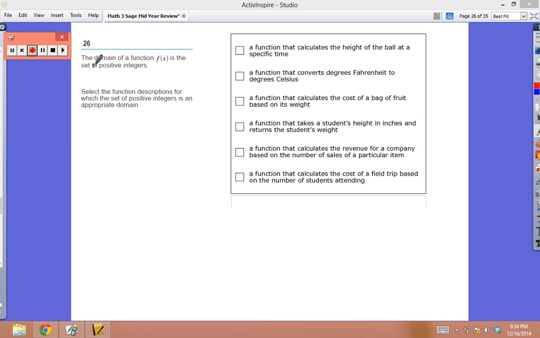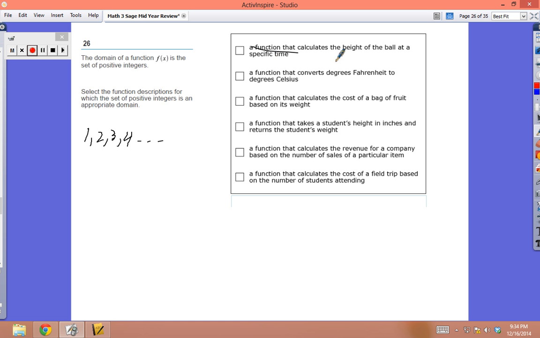Okay, this is a good question. They want you to check the boxes of any of these scenarios that will fit a domain of just being positives. So the domain can only be positive integers. So it can only be 1, 2, 3, 4 to infinity. No decimals, nothing in between.